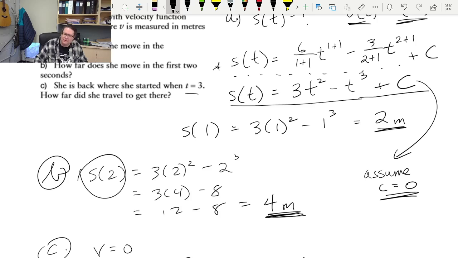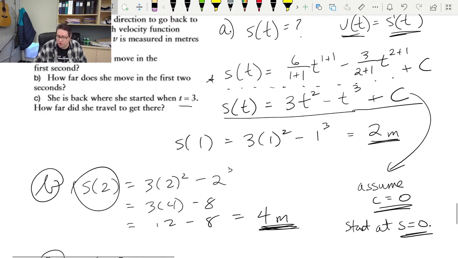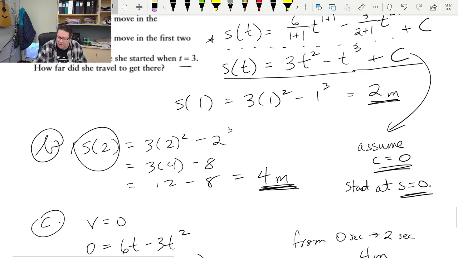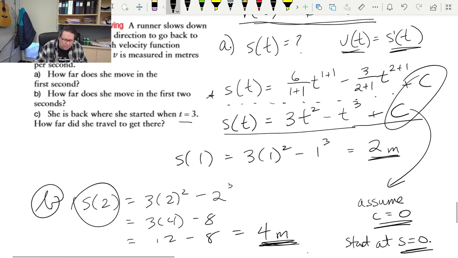Now, what am I saying by saying that the constant's 0? Well, what I'm saying is that's the same thing as saying that we start at position s equals 0. In other words, the starting point of the problem has a distance of 0. And that's a reasonable assumption. So now, do you have to show that you made that assumption? No, I don't think I'd know that you made that assumption if you didn't actually include it as C. Okay, so that's how you actually do a problem like number 8.